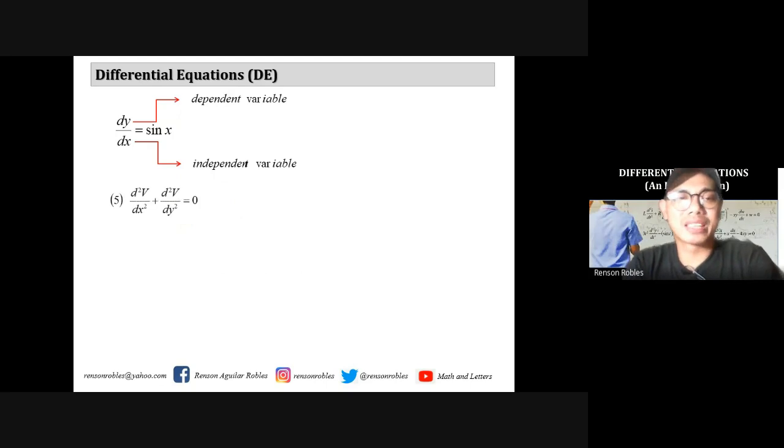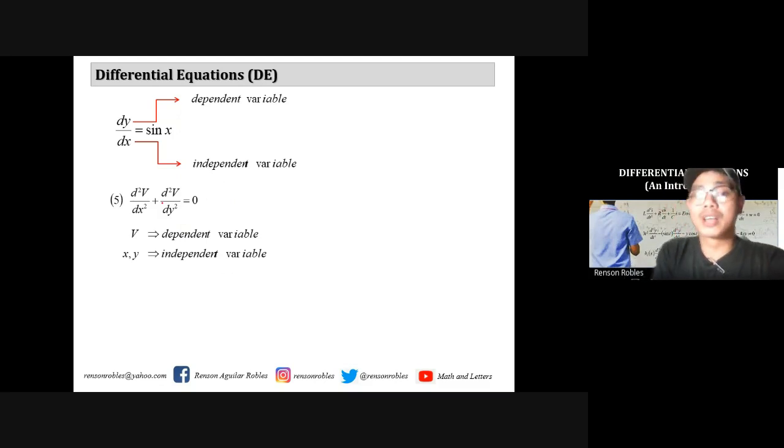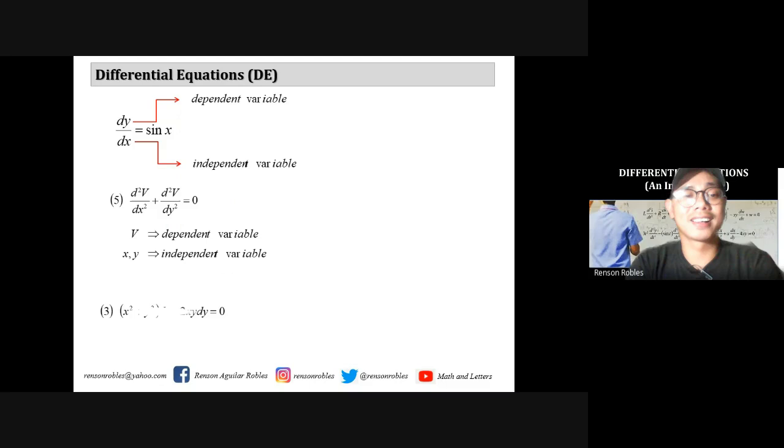So we know that in this differential equation, the second derivative of v with respect to x plus the second derivative of v with respect to y equals 0, we see that v is our dependent variable, and x and y are independent variables. So we see here that there are two independent variables present in our differential equation.